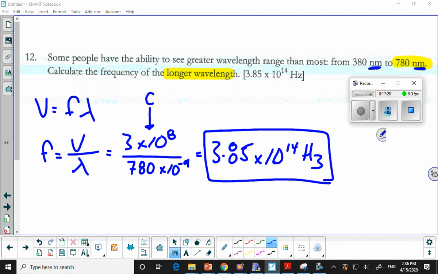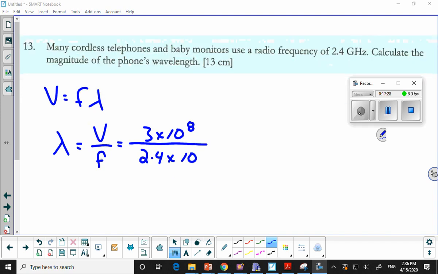Nice work. So question number 13, many cordless phones, we're not talking about cell phones, we're talking about the wireless phones in your landlines in your house, and baby monitors actually use a radio frequency at about 2.4 gigahertz. Calculate the magnitudes of the phone's wavelength. So again, v equals f times lambda. Lambda is v over f. The v, a constant, 3 times 10 to the 8.